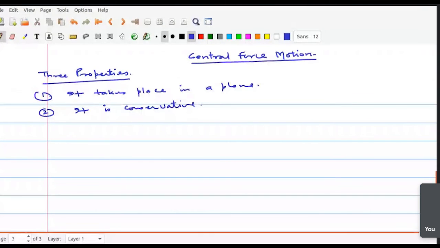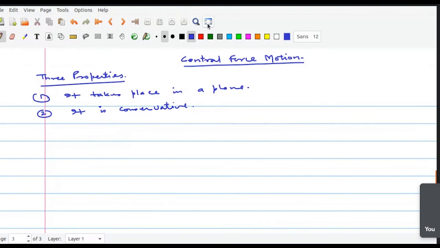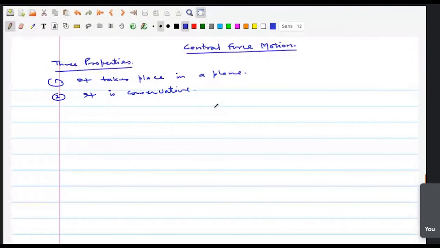Sir, a conservative force is a force in which the work done to move a particle between two points is independent of the path taken. A conservative system is where the energy is conserved.